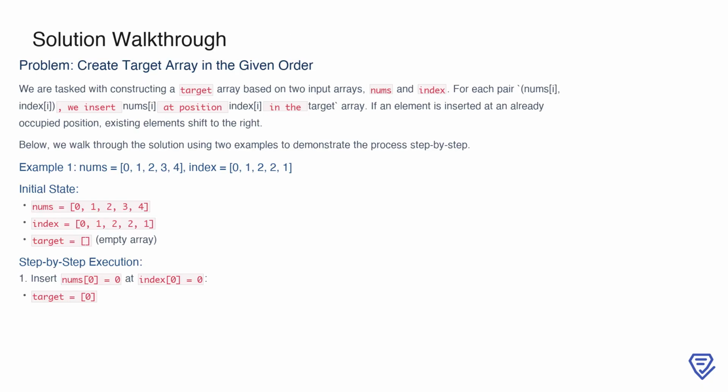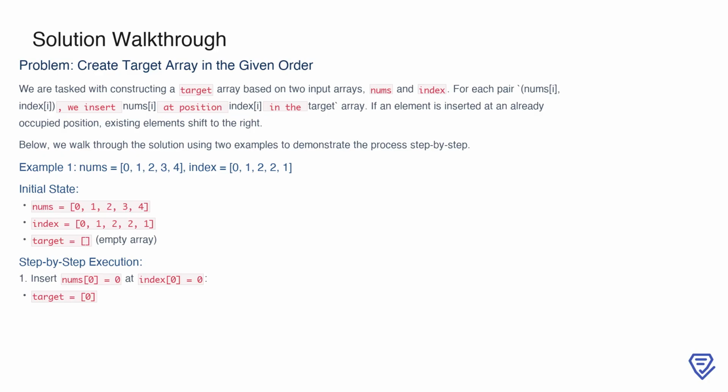In this problem, we need to construct a target array by inserting elements from the nums array at specific positions defined by the index array. The challenge lies in handling cases where positions in the target array are already occupied, as we need to shift elements to the right to make space for new insertions.